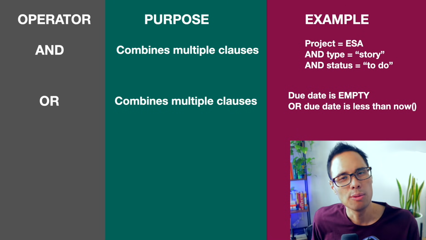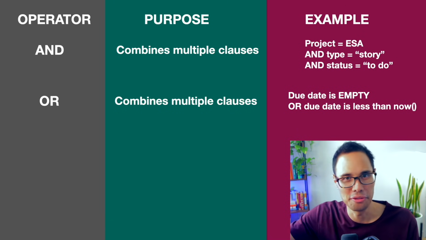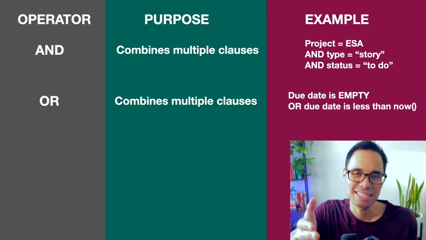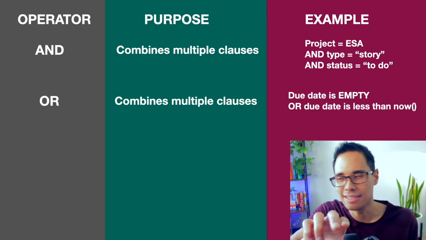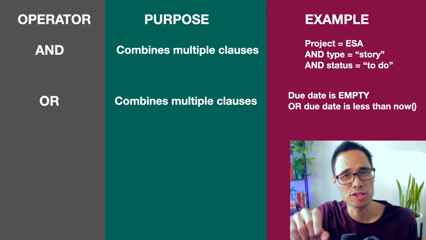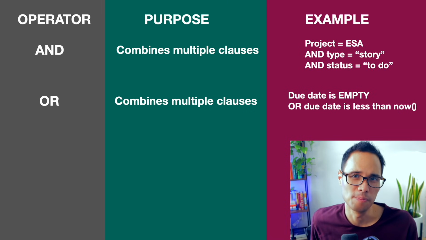The second JQL keyword to use is or, which combines multiple clauses together. For example, let's say that you want to find all the user stories where the due date has not been inputted or the user story itself is overdue. Here's how you would do that.